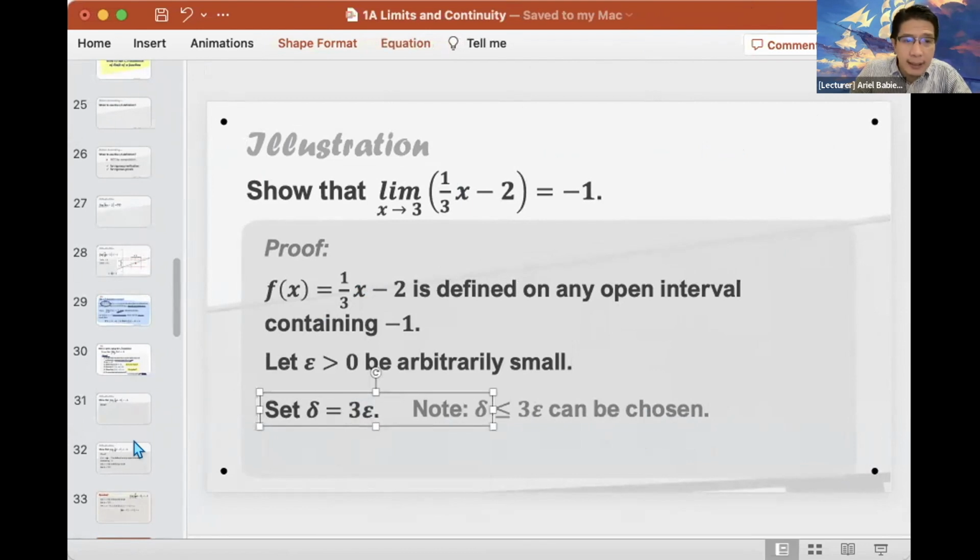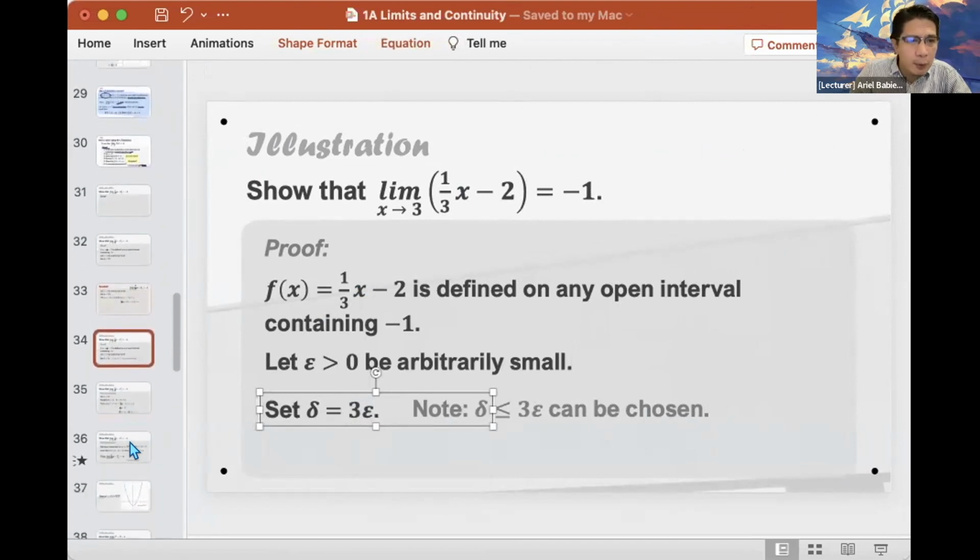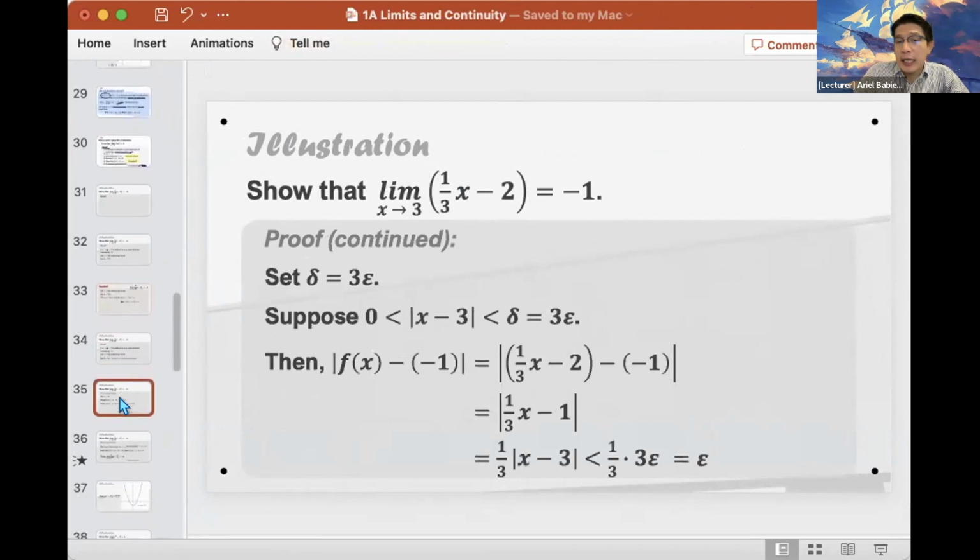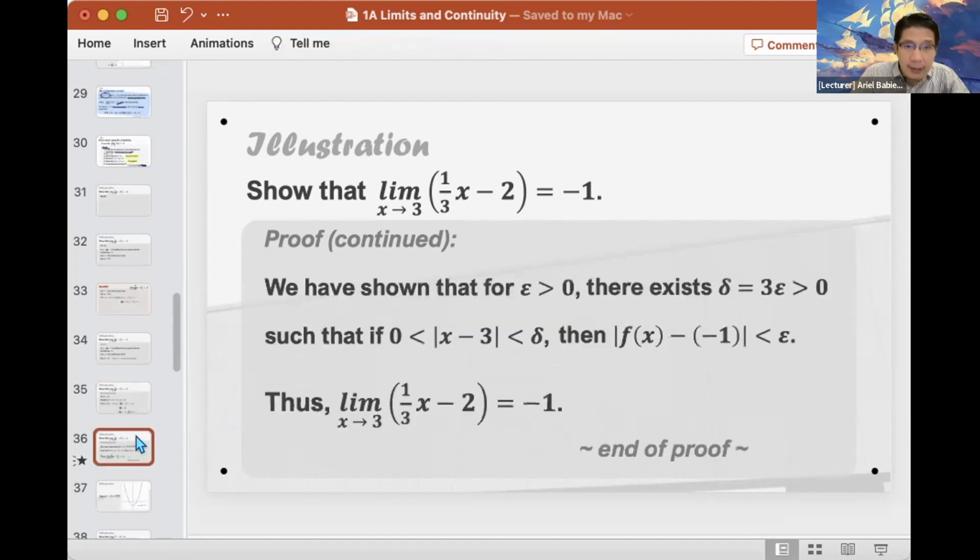And then of course, upon continuing with the proof, we really have shown that if the absolute value of x minus 3 is less than delta, which is 3 epsilon, we can really show that the absolute value of f of x minus L is really less than epsilon after some computation. Okay? Yeah, this is the summary.